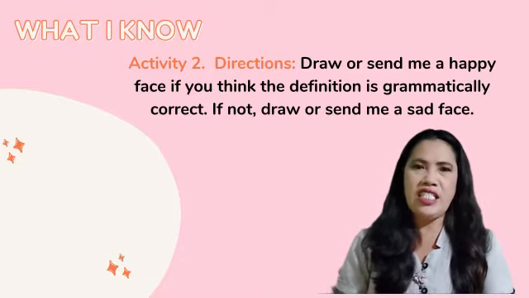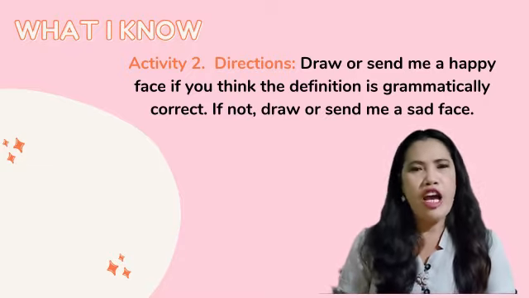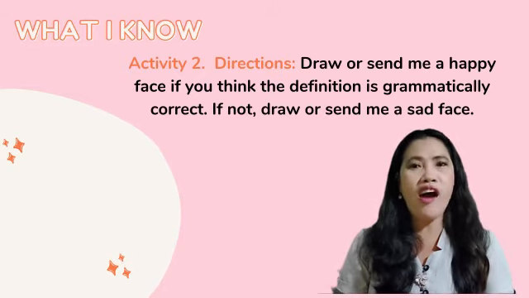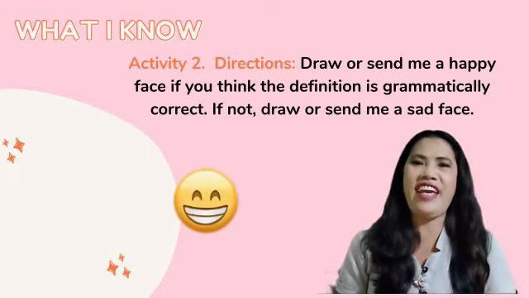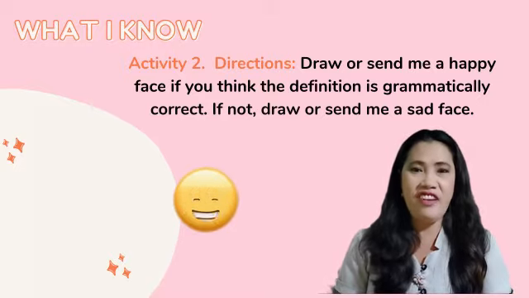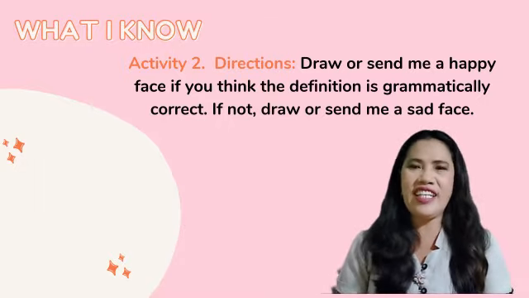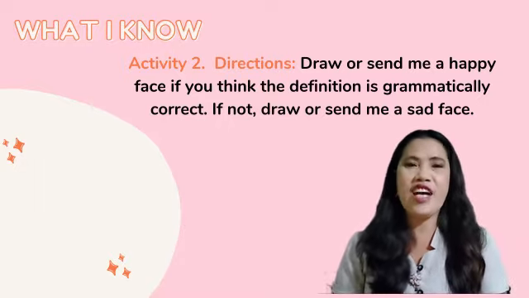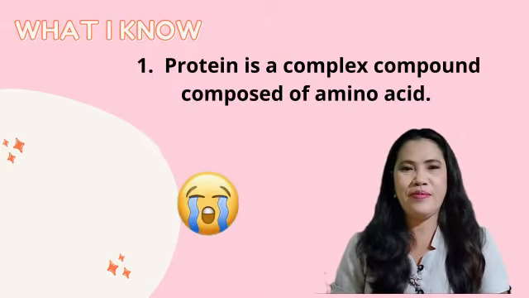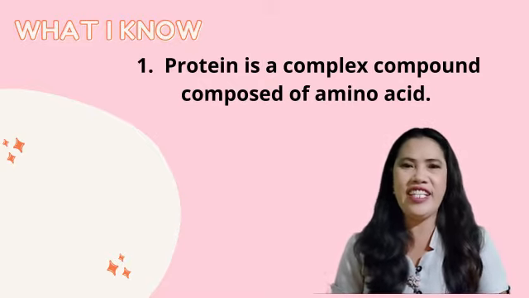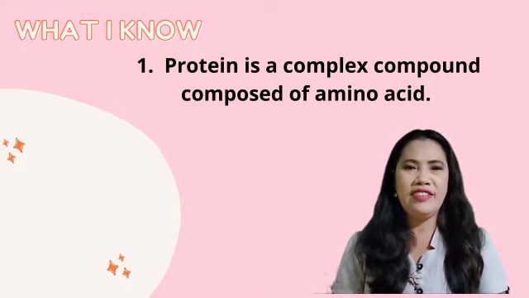For the directions of activity 2, class, draw or send me a happy face if you think the definition is grammatically correct. If not, draw a sad face. Let's start with number 1. Let me read: Protein is a complex compound composed of amino acid.